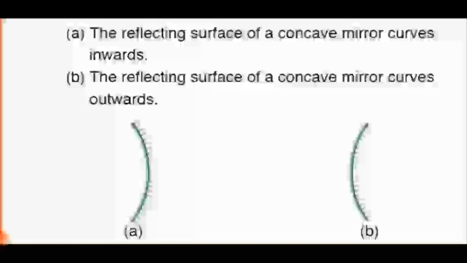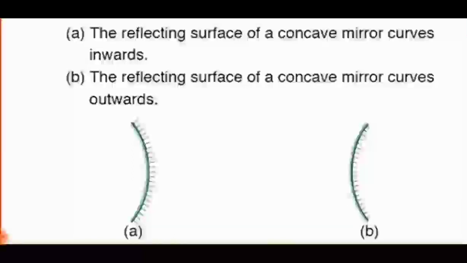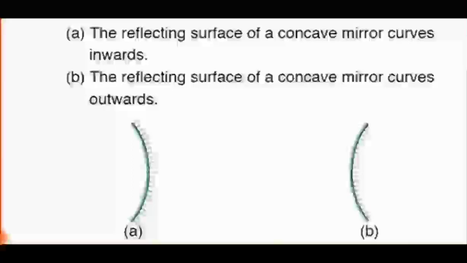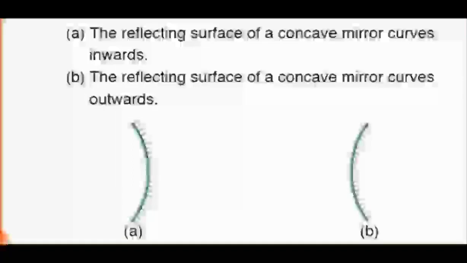A hollow spherical mirror is curved in nature, that means it is in a curved shape. A mirror which is curved inward is known as a concave mirror. For example, this image defines a concave mirror, and a mirror whose reflecting surface is curved outward is known as a convex mirror.